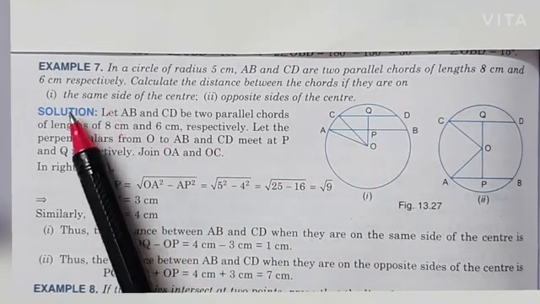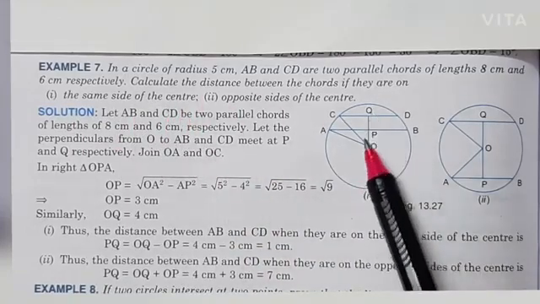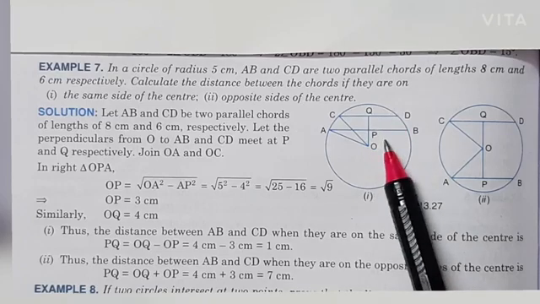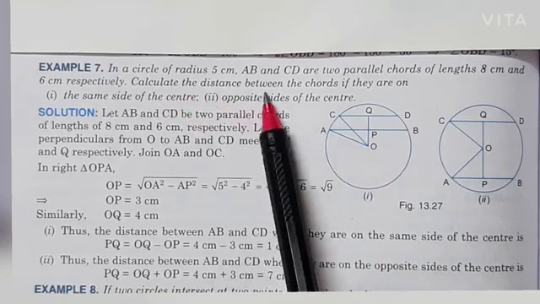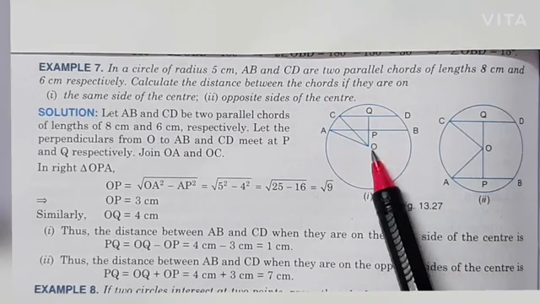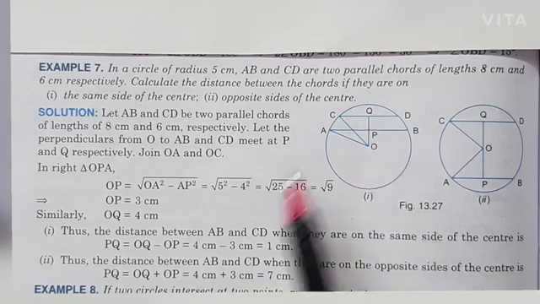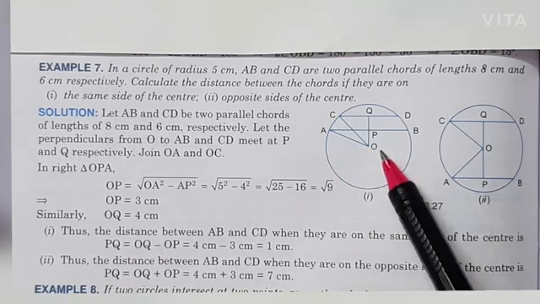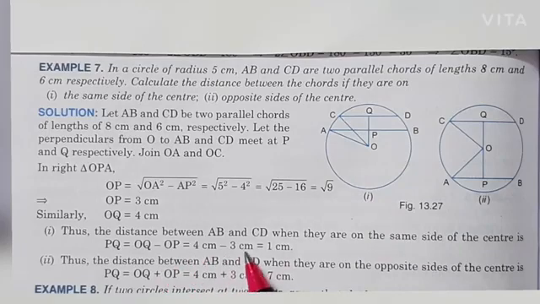Now for the first part, the same side of the center. Here in figure 1, the chords are on the same side of the center. And what we have to calculate? We have to calculate the distance between the chords. Clear? So here in figure number 1, the distance is QP, or you can say PQ. So PQ will be equal to OQ minus OP. That is 4 minus 3, which is equal to 1 centimeter.